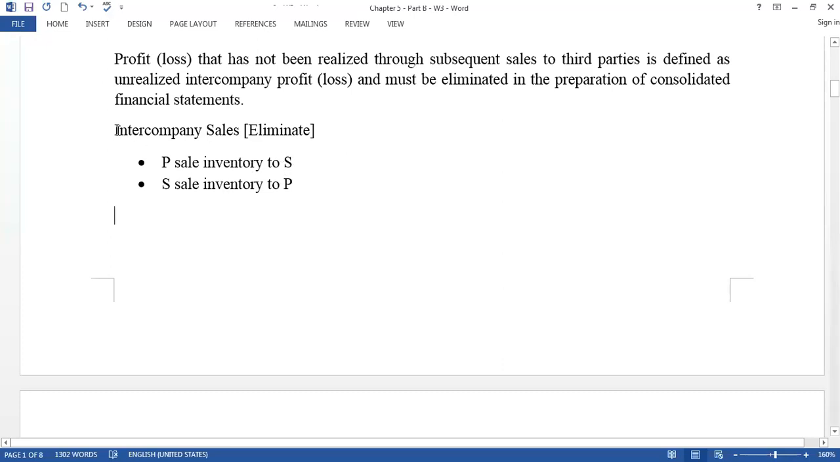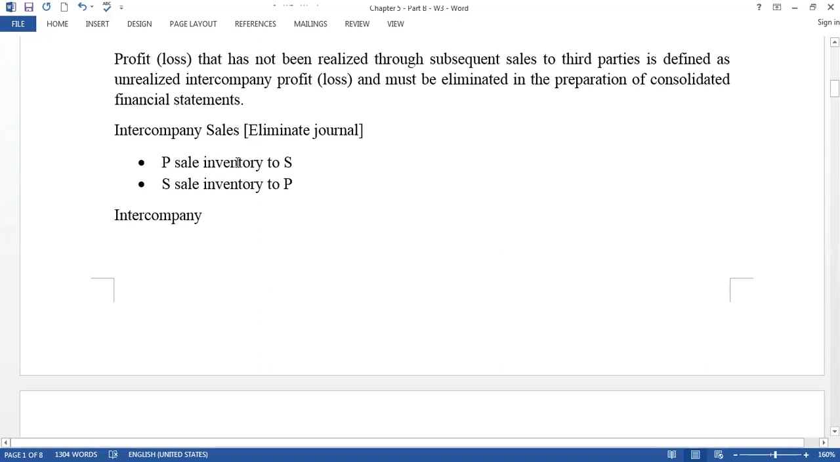In both cases, the journal is similar. Whenever we do the elimination journal, there is no difference whether it is upstream or downstream. Now we have another elimination entry. If you sell your inventory, it is related with cost of goods sold. Can you remember, you sell your inventory, it is related with cost of goods sold. And if there is a difference between sales and cost of goods sold, we have gross profit.